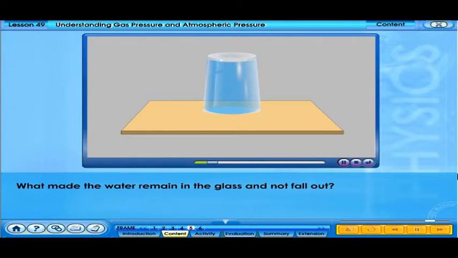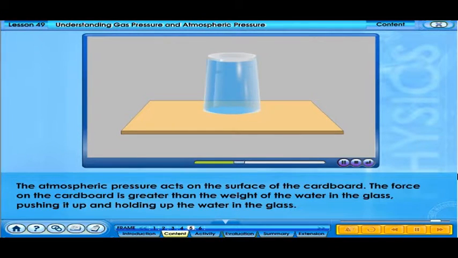What made the water remain in the glass and not fall out? The atmospheric pressure acts on the surface of the cardboard. The force on the cardboard is greater than the weight of the water in the glass, pushing it up and holding up the water in the glass.